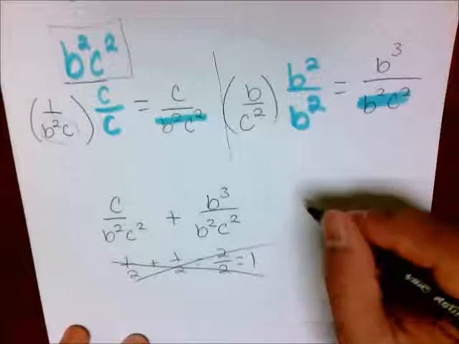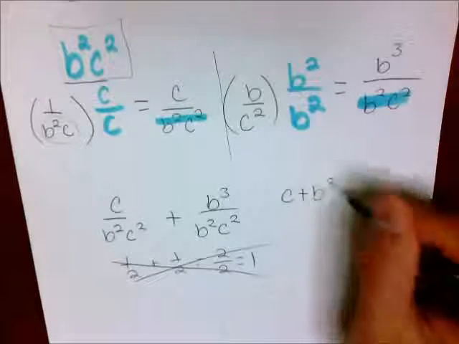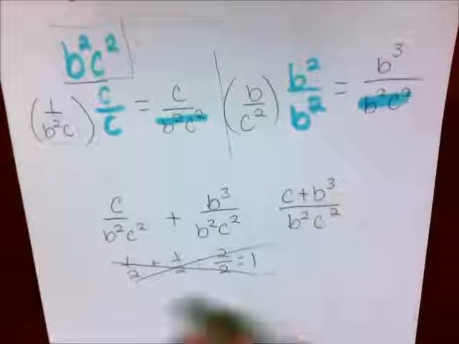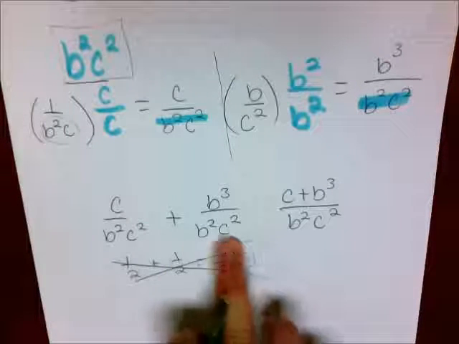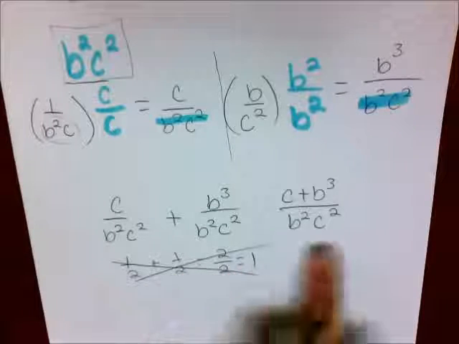c plus b cubed. You cannot add them because they're different letters, so we're just going to write them like that. But now all over one of our denominators, just like we did here, the 1 plus the 1 became 1 plus 1 on top over 2. You ended up with the same denominator.